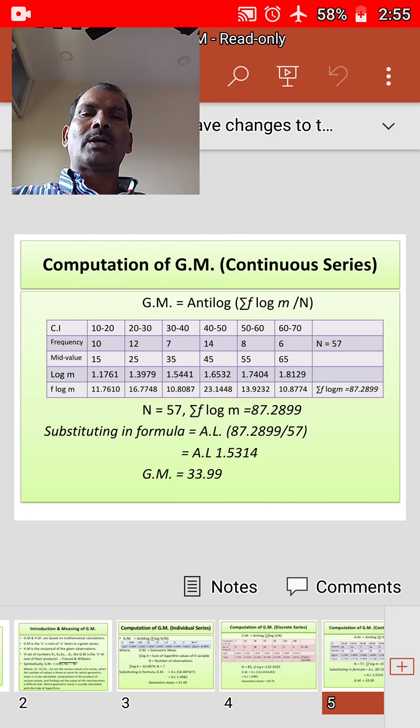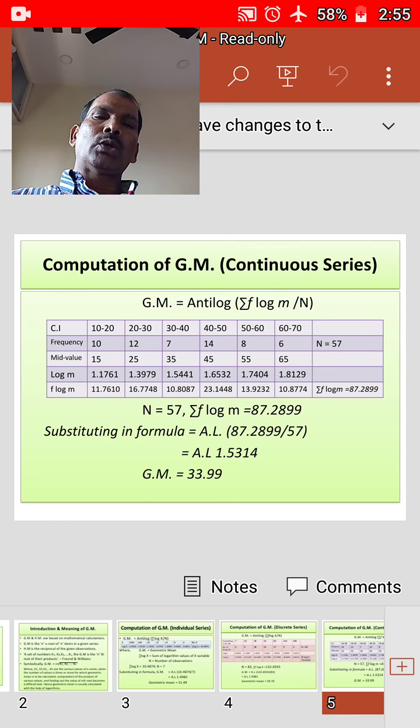That is 10 into 1.1761 is equal to 11.7610, and 12 into 1.3979 is equal to 16.7748. 7 into 1.5441 is equal to 10.8087. Then 14 into 1.6532 is equal to 23.1448. 8 into 1.7404 is equal to 13.9232. If we multiply 6 into 1.8129, then we will get 10.8774.